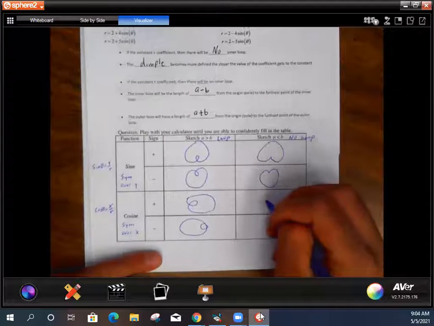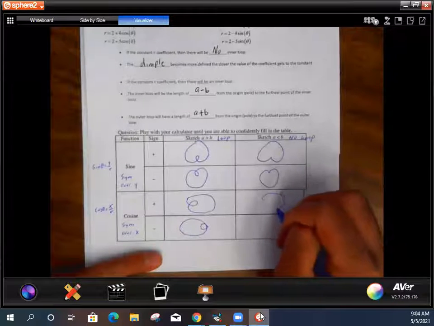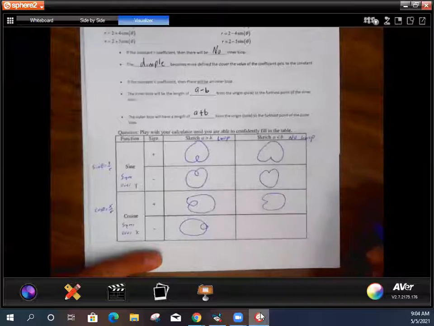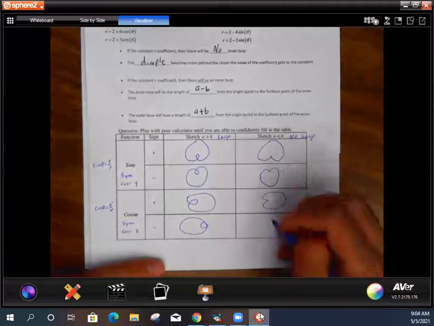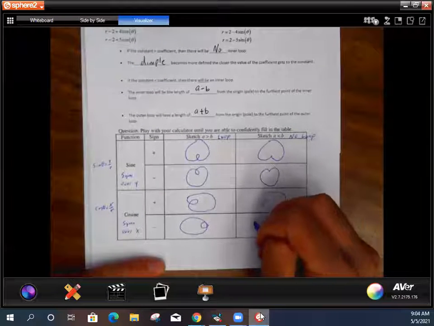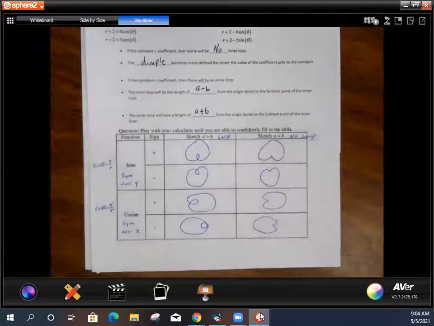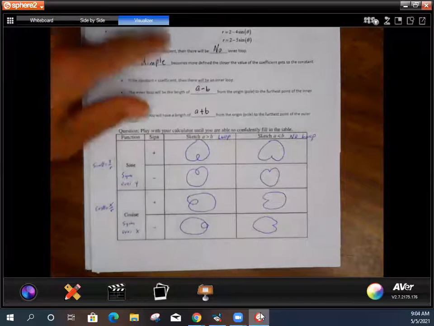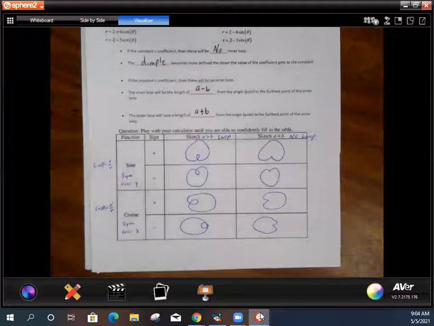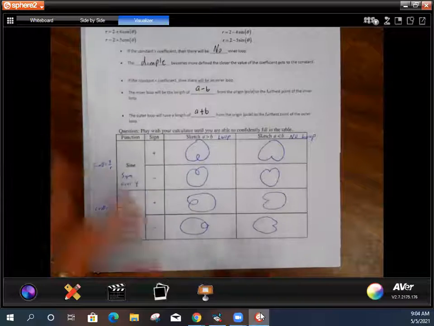All right, and then cosine would look like this. And cosine, when the sign is negative, would look like this. Cool. All right, so knowing these little rules just helps you graph, because you can check your work, and if you get stuck, you can fall back on these. But you don't have to memorize these rules and draw it.